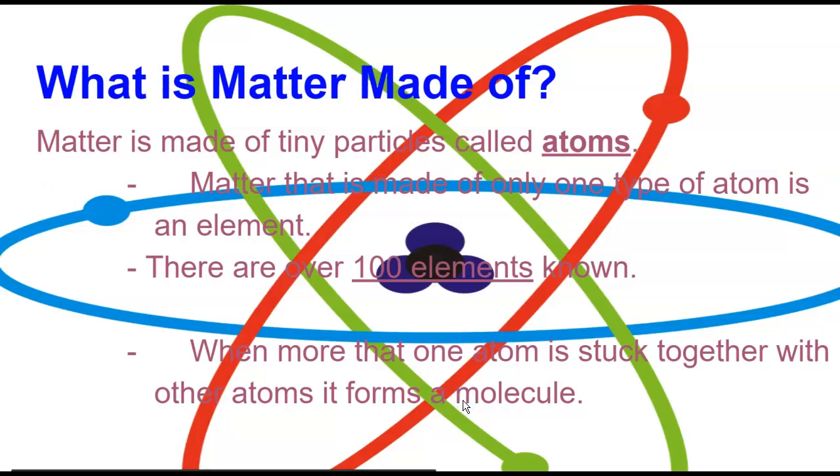What is matter made of? Matter is made of tiny particles called atoms. Matter made up of only one type of atom, we call that an element. There are 118 elements known today. Some of them are man-made, some of them are naturally found. When more than one type of atom is stuck together with other atoms, it forms a molecule.